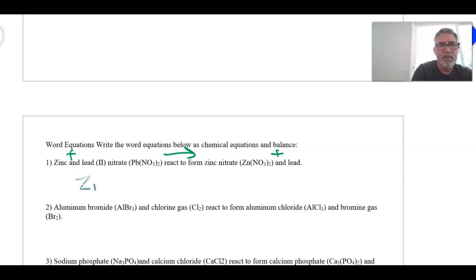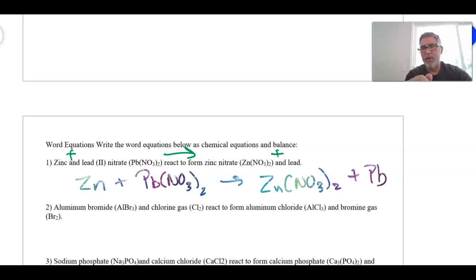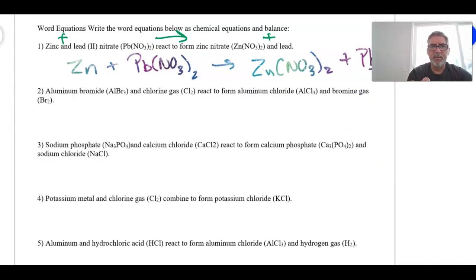So we have zinc plus lead 2 nitrate forms zinc nitrate plus lead. Once we've written the equation, I have 1 zinc and 1 zinc. I have 1 lead and 1 lead. I have 2 nitrates and 2 nitrates. We're done. There's nothing else we have to do. It's already balanced. I'll give you number 3.